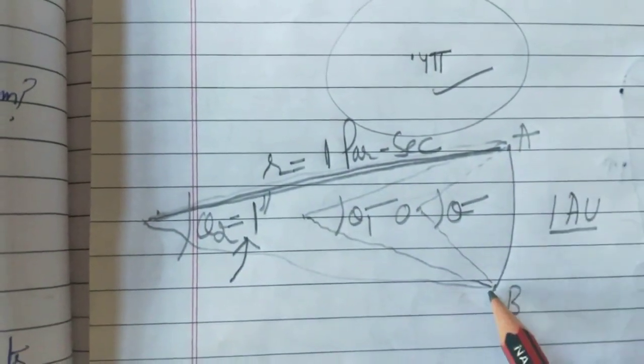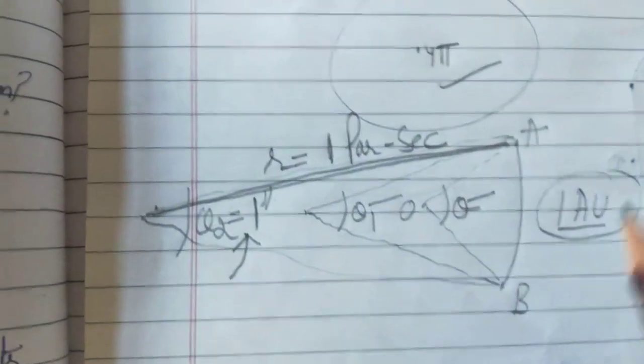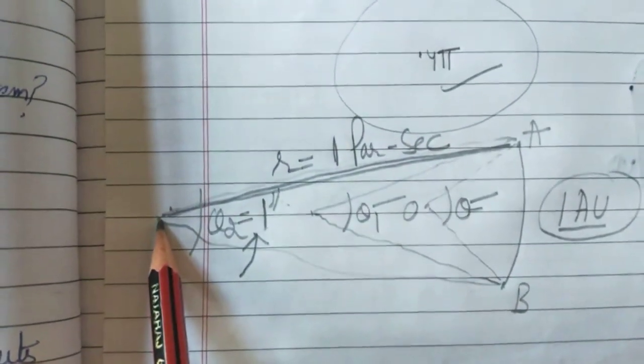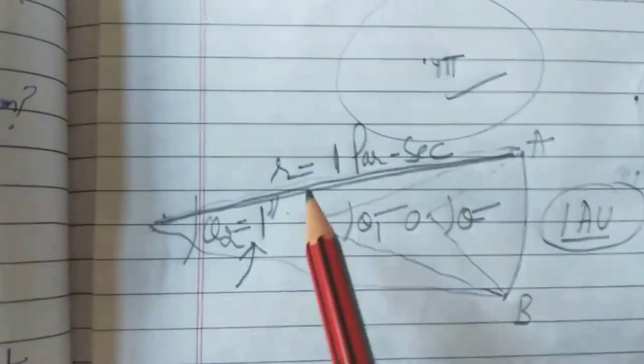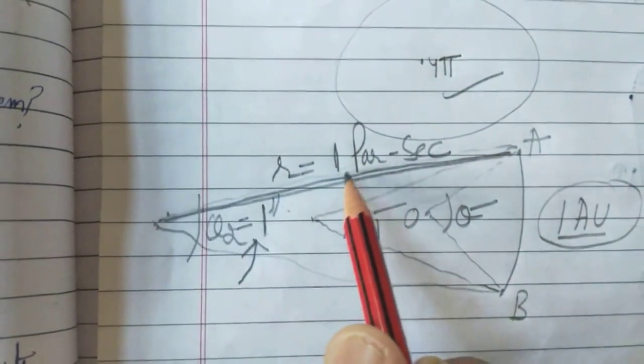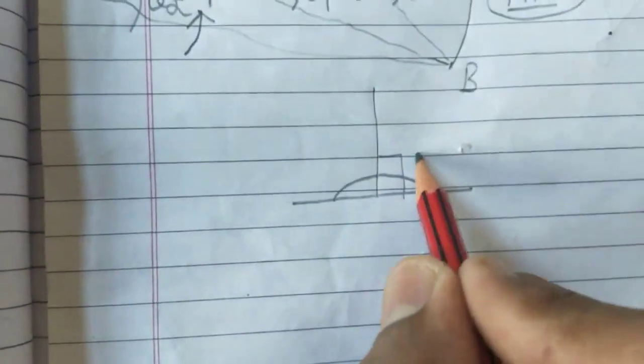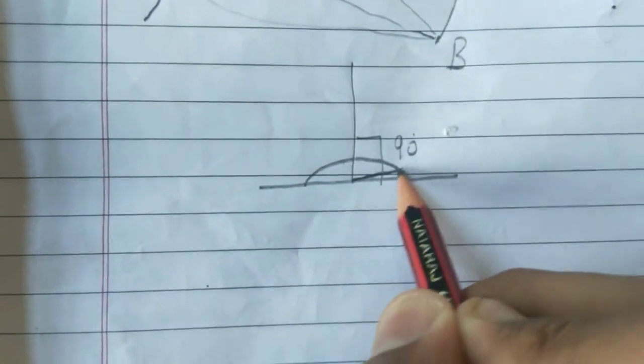When an arc of 1 astronomical unit makes an angle of 1 second at the center, then the radius of that circle is known as 1 parsec. Suppose you have a 180 degree angle here. This is a 180 degree angle. Here will be a 90 degree angle. This will be 90 degrees. Divide it into 90 parts. You will get a 1 degree angle here. 1 degree angle.